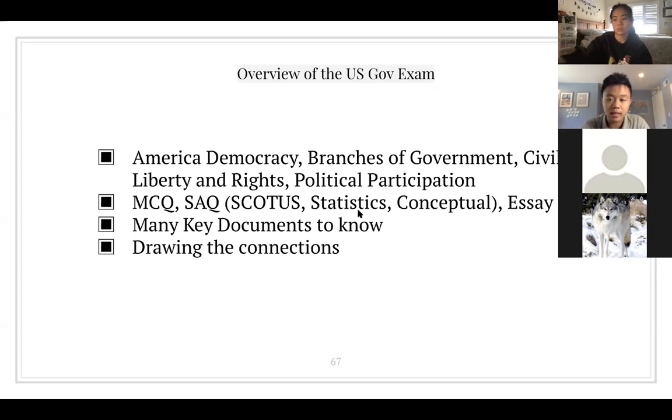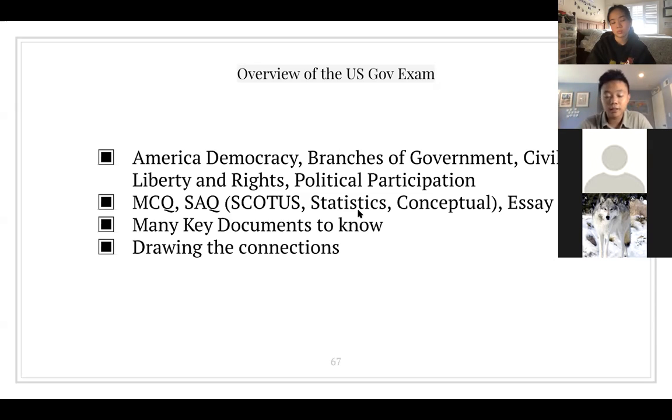And last is the argumentative essay. This is more similar to the LEQ for both WHAP and APUSH. They give you a statement and you have to take a side and argue for that.